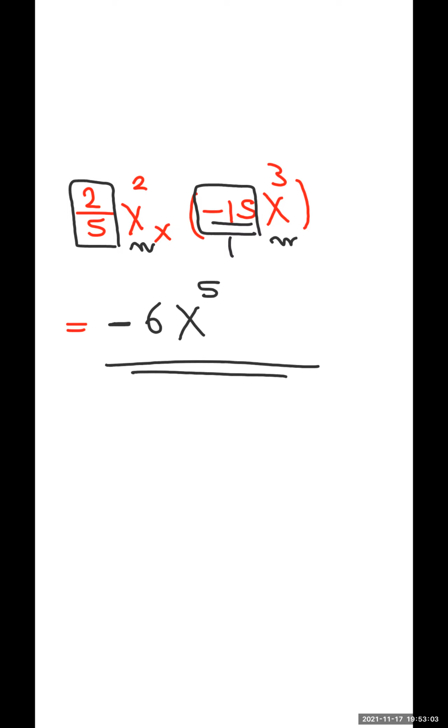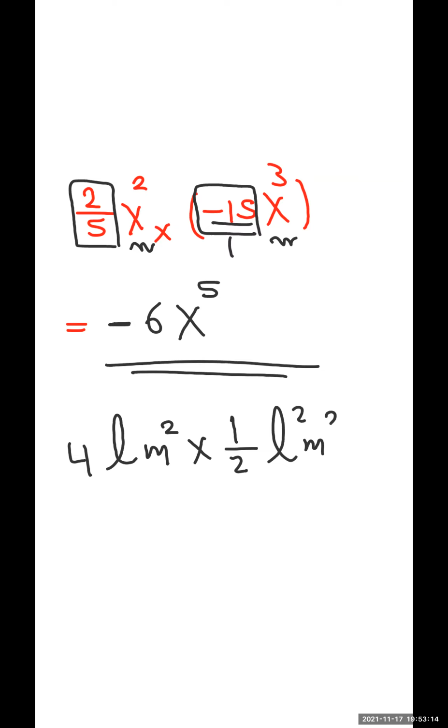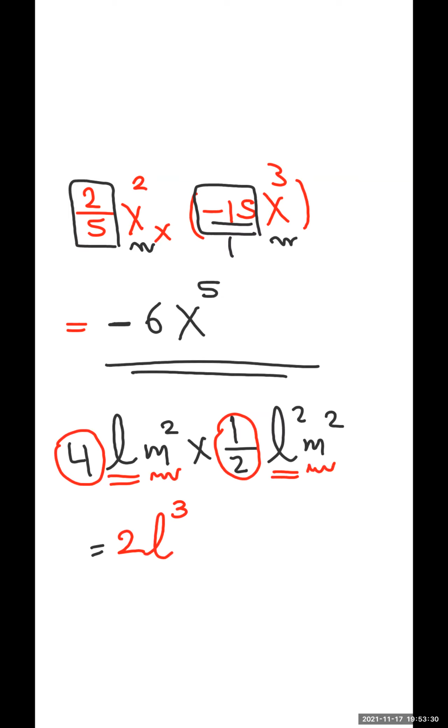One more question. 4 lm squared times half L squared M squared. So now we will multiply 4 times half. So it becomes 4 over 2, which means 2. L times L power 2, L power 3. M squared times M squared, M power 4. That's it. Clear, guys? Clear. Okay, great.